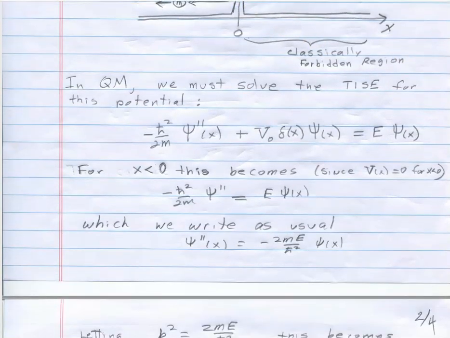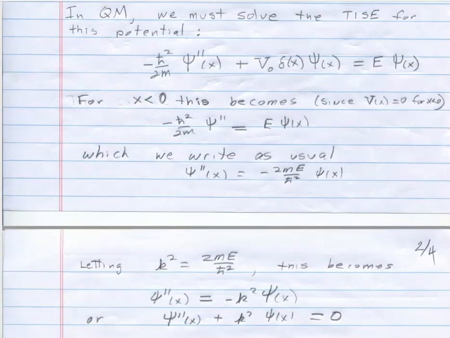Quantum mechanically, the problem is surprisingly different. As usual in quantum mechanics, we have to solve the time-independent Schrodinger equation for the given potential. In this case, V of x is V naught times the Dirac delta function. And like we've done before, we separate it into two easy regions, namely x less than 0 and x greater than 0. For x less than 0, the potential is 0 everywhere, and the above equation reduces to a very simple one that we've solved before. We do it exactly the same way as we've done before.